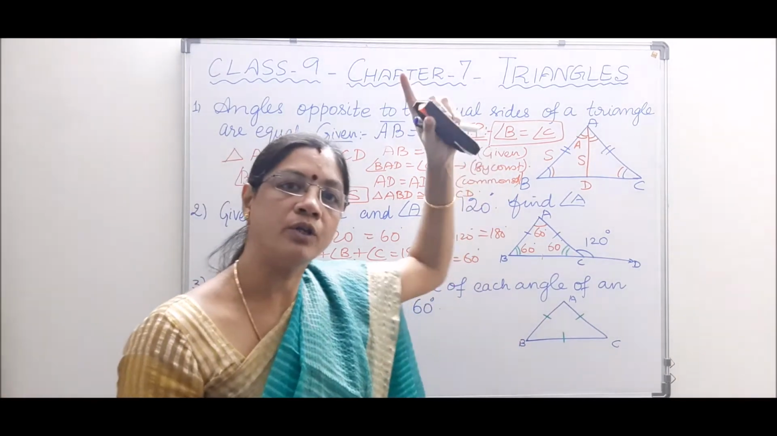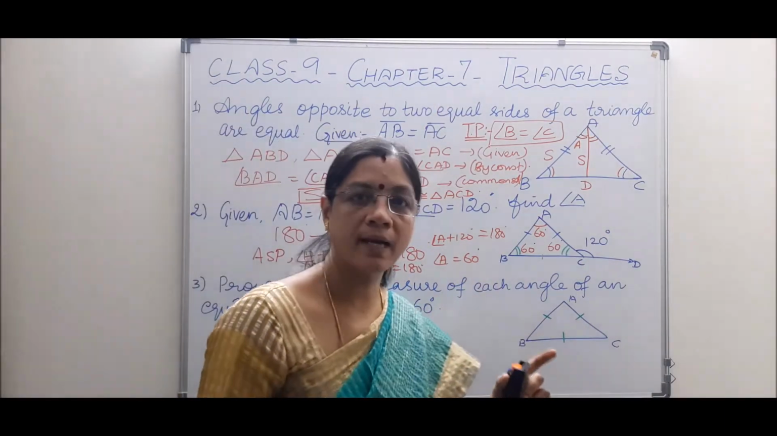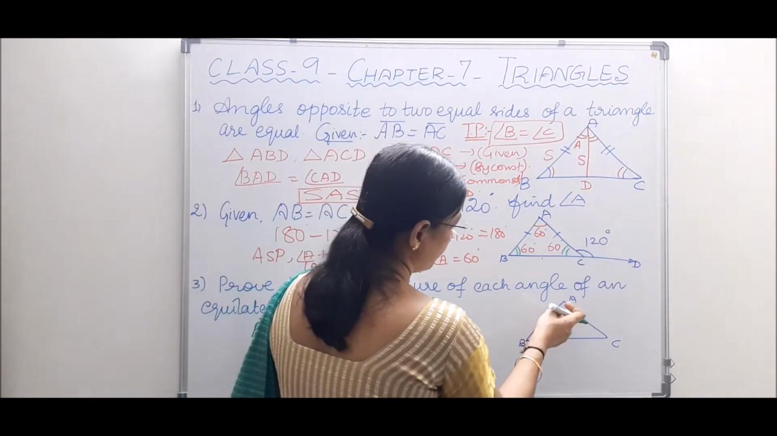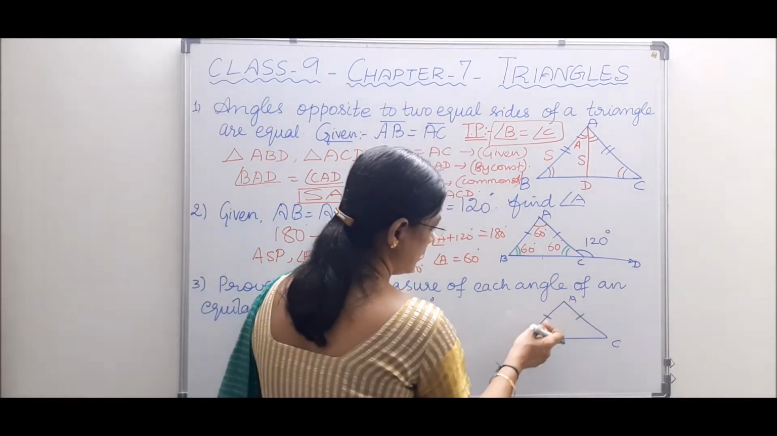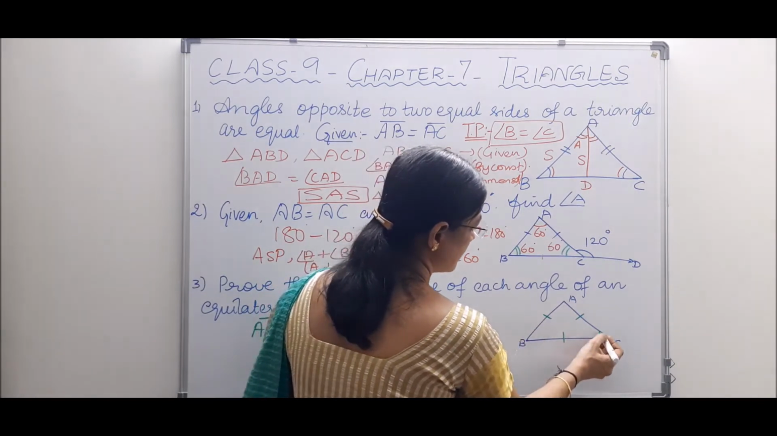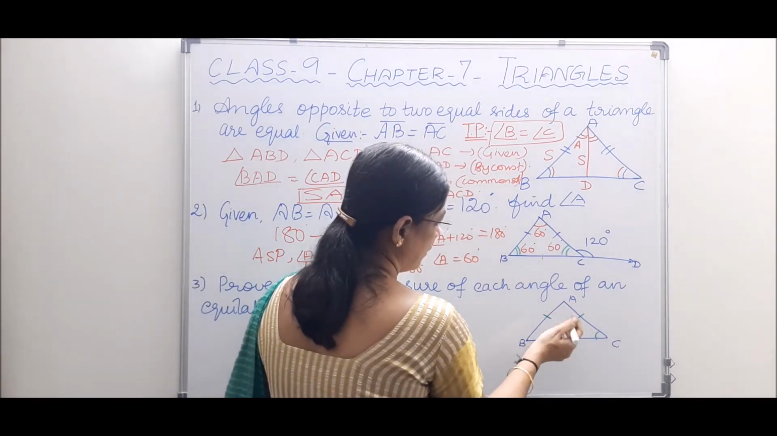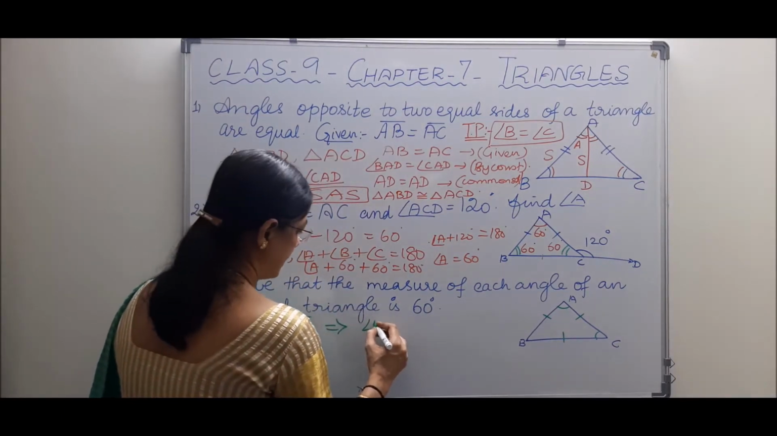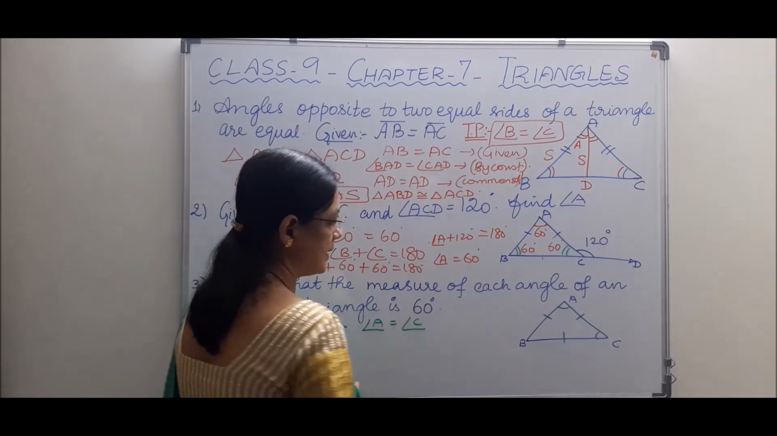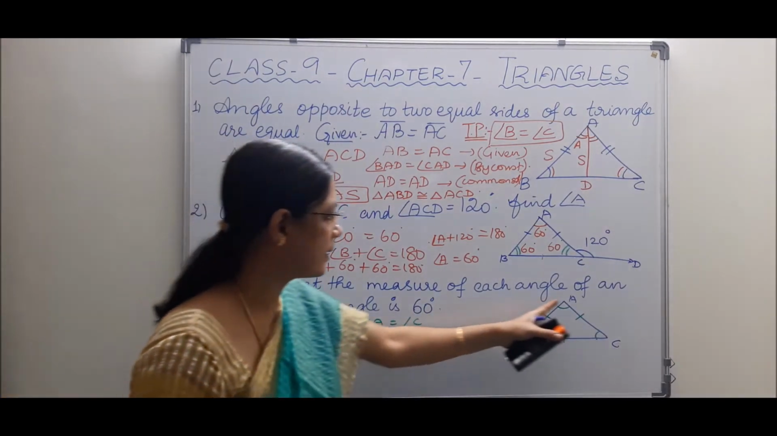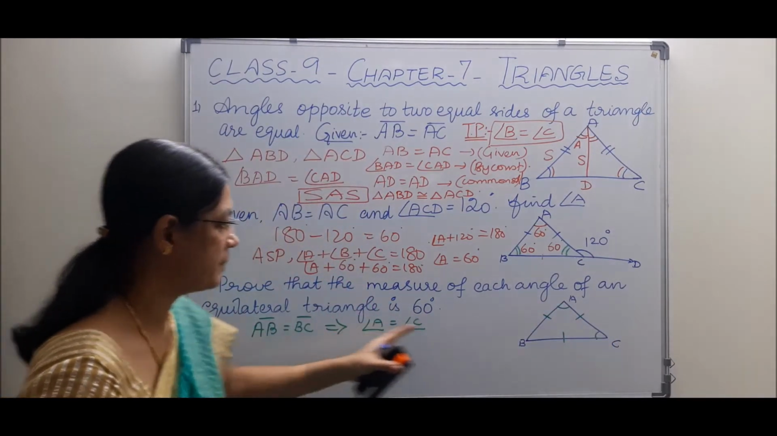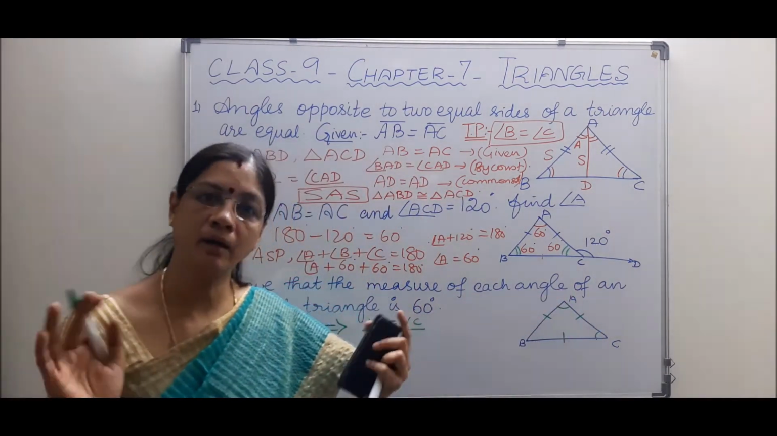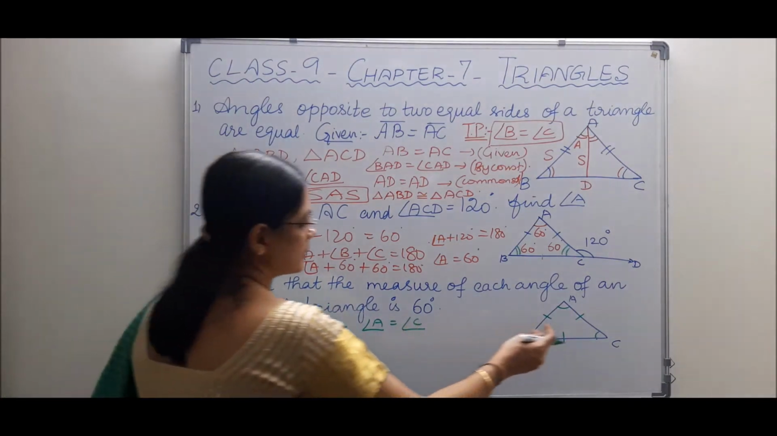Now we know, according to the first statement, if two sides are equal, then the angles opposite to them are equal, isn't it? So if AB is equal to BC, then the angle opposite to AB is C here, and the angle opposite to BC is A here. So angle A is equal to angle C, because AB is equal to BC, so the angles opposite to these sides are equal.